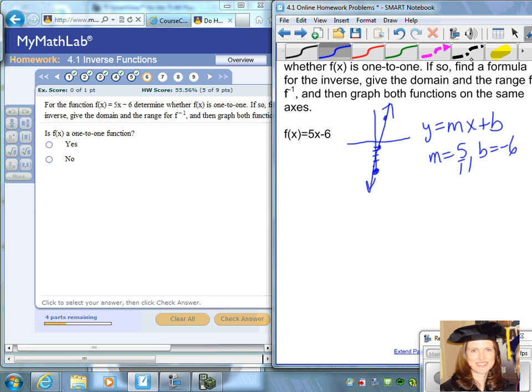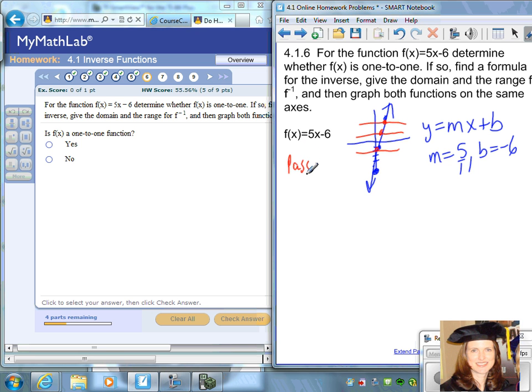So is this function a one-to-one function? Well, if you draw any horizontal line, it's only going to go through one point at a time. So it passes the horizontal line test. I'm going to use HLT for the abbreviation. Passes the horizontal line test, so we could say yes, f of x is 1 to 1.